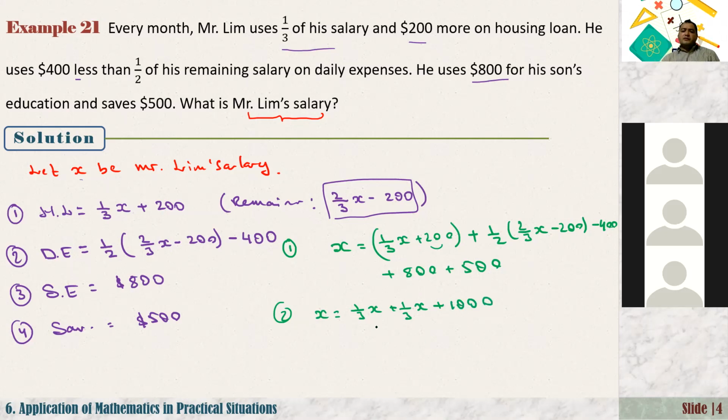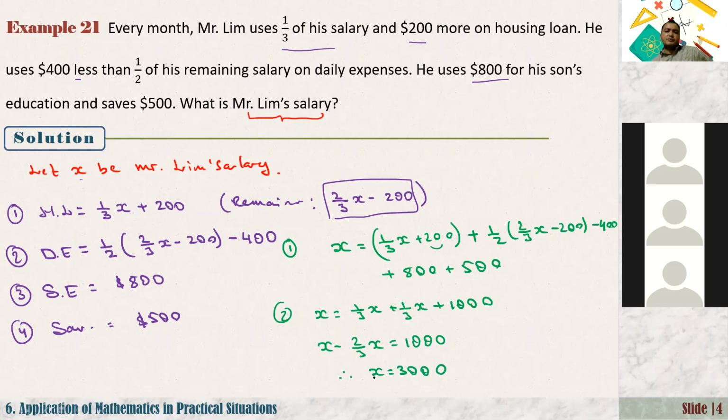So now here we have 1 over 3 plus 1 over 3, that's equal to 2 over 3. And if you take this to the left hand side, here we have x minus 2 over 3x. On the right hand side, we have $1,000, right? So now if you just simplify and multiply both sides by 3, what do we have here? X is equal to $3,000.